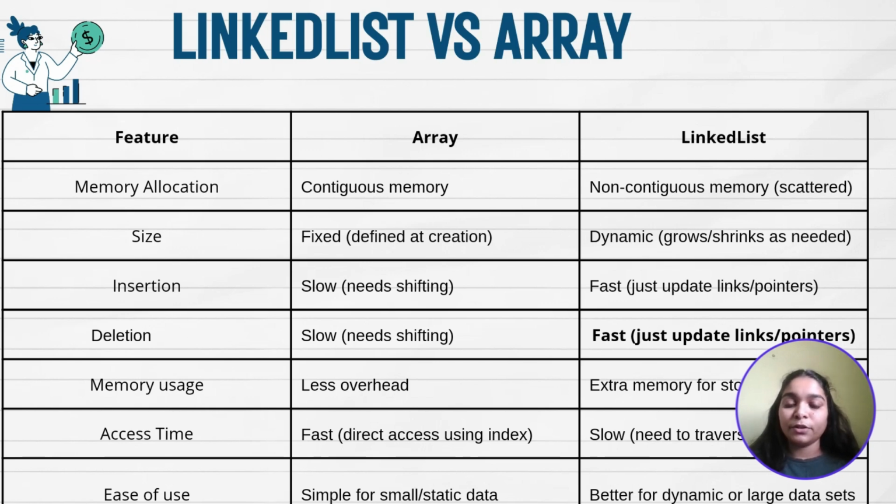Then memory usage is less in an array, and a linked list takes extra memory for storing the pointers. Then access time. Access time is fast for arrays because we can directly access the elements by using the indexes, whereas it is slow in a linked list because we need to travel from the start. If you want to get the last element of the linked list, then we need to travel the whole linked list. So that's why it is slower than the array.